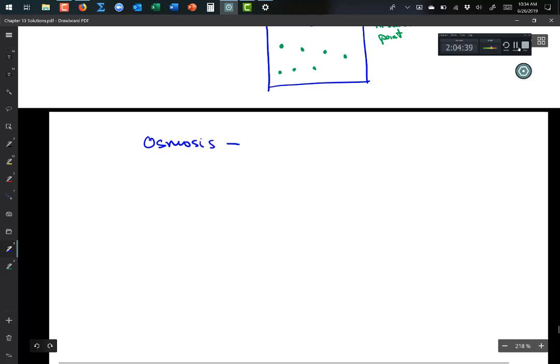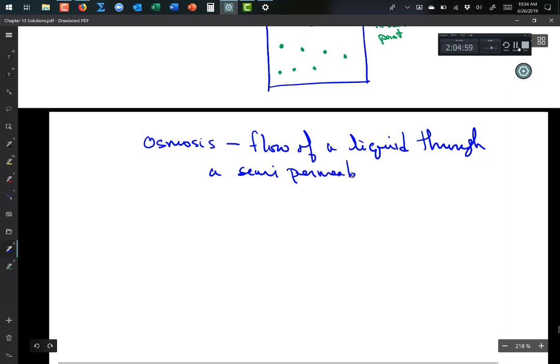Okay, osmosis has a funny definition. It's the flow of a liquid through a semi-permeable membrane. Flow of a liquid through a semi-permeable membrane. So, I'm going to draw a semi-permeable membrane.